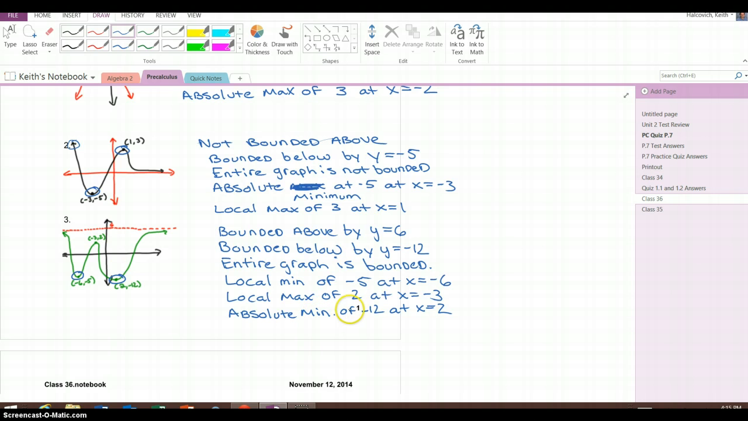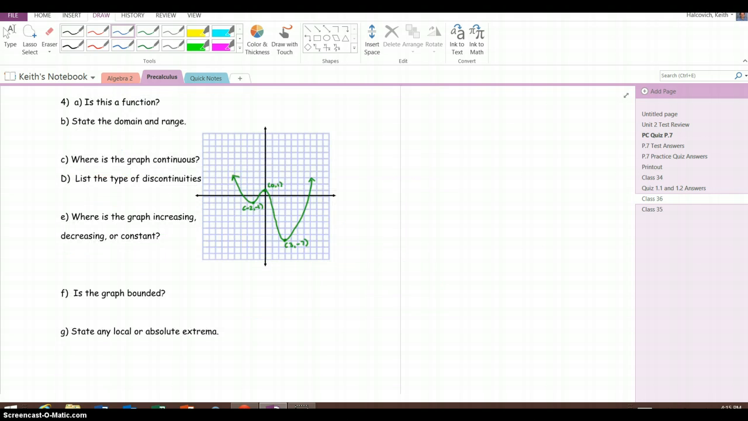So moving on to the next page. Here we put it all together. The first question, as we've asked before, is: is this a function? And the answer when you do your vertical line test is yes, this is a function.